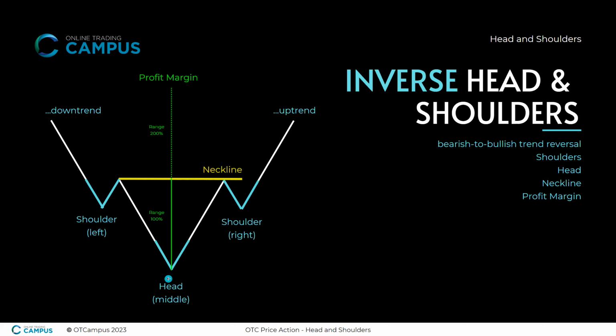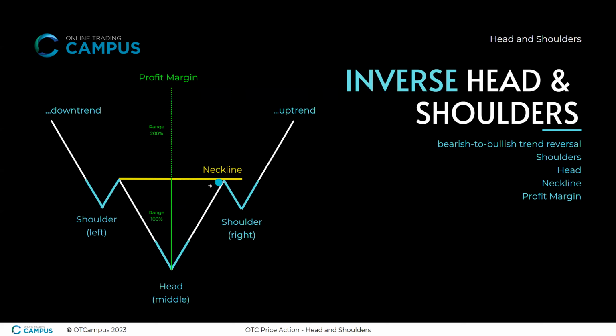Okay, that's our head. Then we get a rally, a drop, a right shoulder, and it's not allowed that the right shoulder is lower than the head. The head is the lowest point in this formation. It's not allowed to create a new lower low. Then we create a pivot, the right shoulder, and then a rally again to an uptrend: low, high, higher low, higher high.